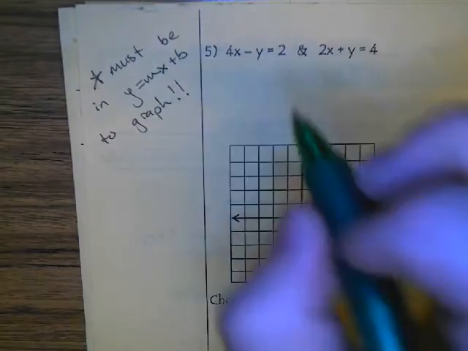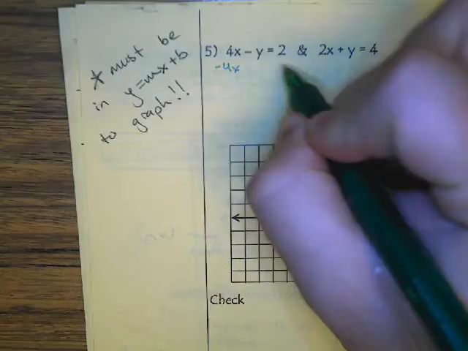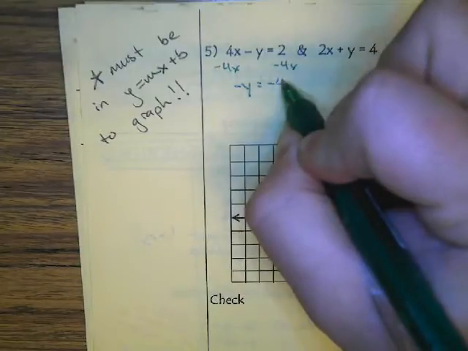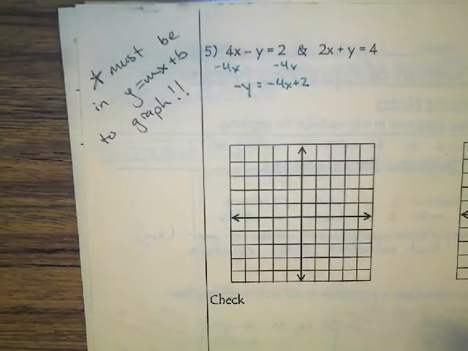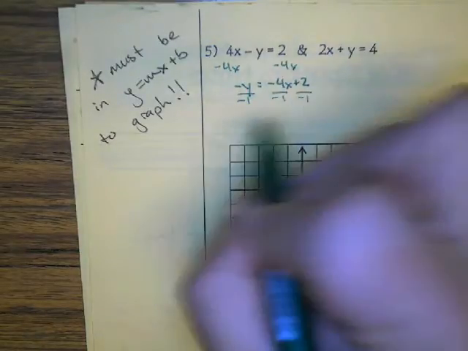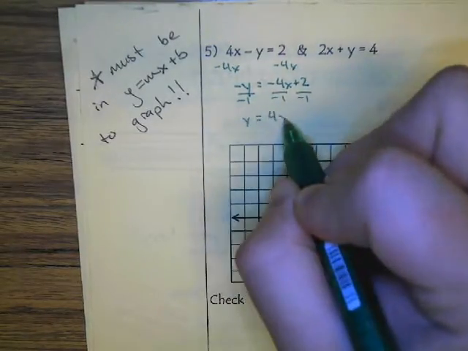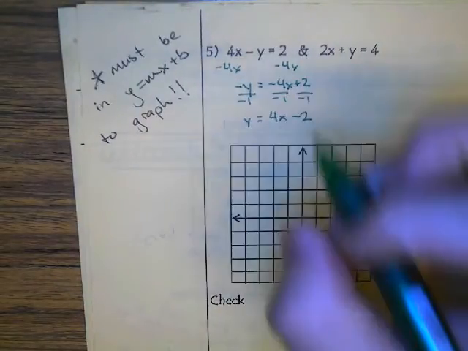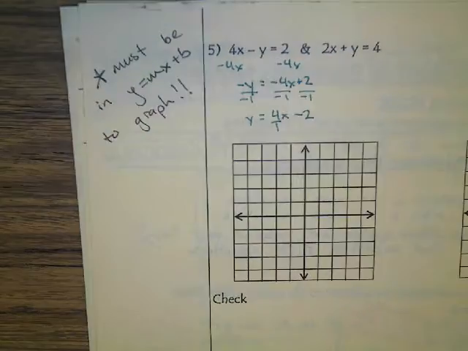I will subtract 4x from both sides. So now I have -y is equal to -4x plus 2. Then we'll divide everything by -1, and we'll have y is equal to 4x minus 2. And we'll make sure we have our hidden 1 there. So there's that first equation.